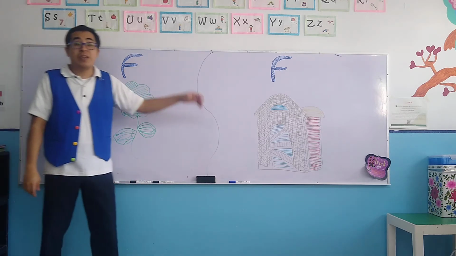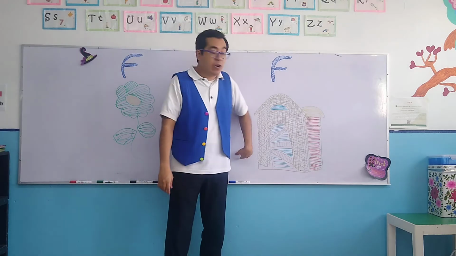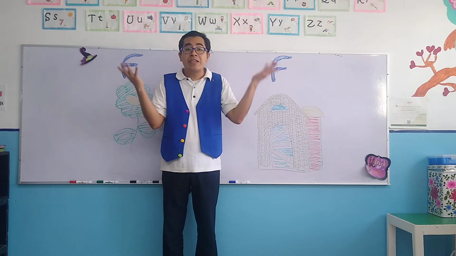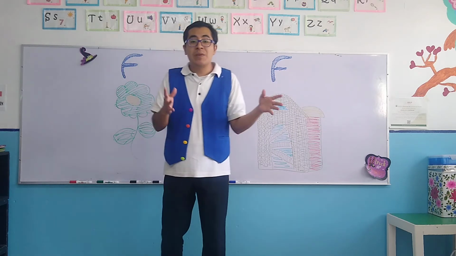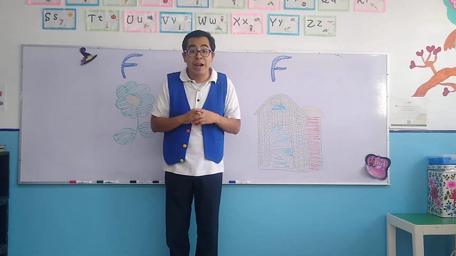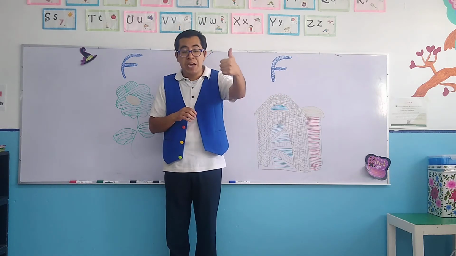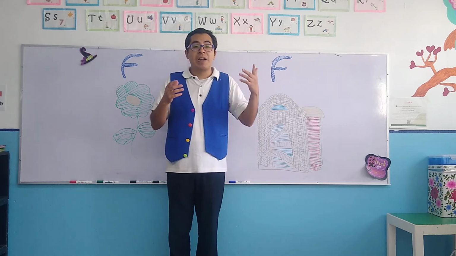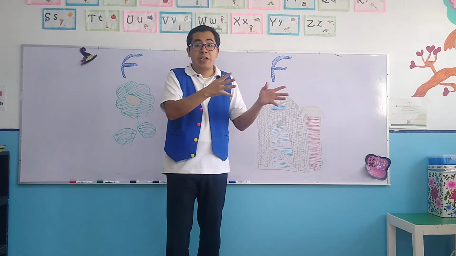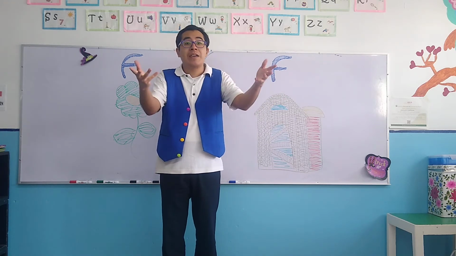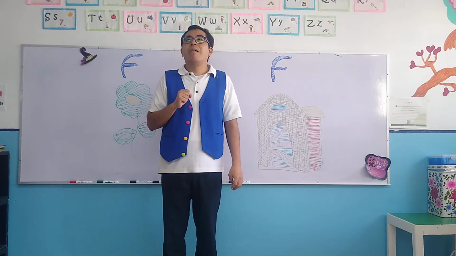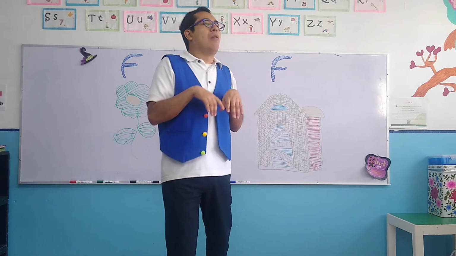Now let's continue with the second object. For the second object, we have the farm. Now, what is a farm? A farm is the place where we can find different types of animals. For example, pigs are animals that make noises like oink, oink, oink. Those are pigs. Sheep, for example, make noises like brr, brr, brr.